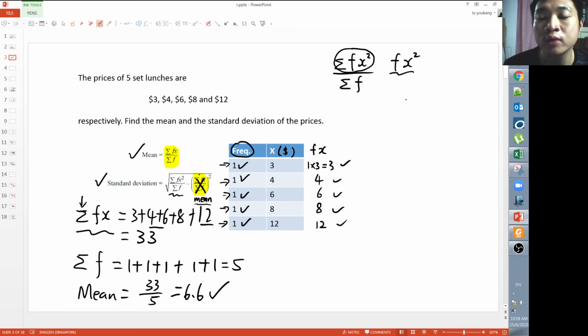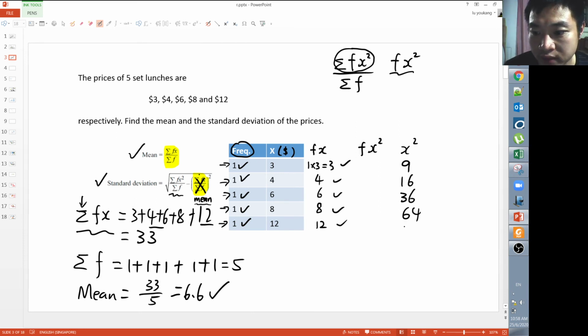Before you can do the summation of fx square, it makes sense to find out what your x square is first, right? So I'm going to establish another column. Before your fx square, you should establish your x square column first. So x square is 3 times 3 is 9, 4 times 4 is 16, 6 times 6 is 36, 8 times 8 is 64, 12 times 12 is 144.